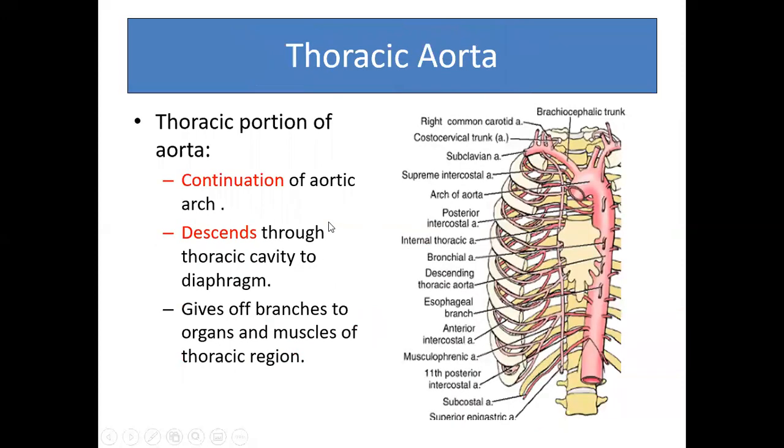Okay, now we're going to proceed with the thoracic aorta. If you see from this picture, this is the thoracic aorta. The thoracic aorta is a continuation of the aortic arch and it is located in the thoracic cavity. So it descends through the thoracic cavity toward the diaphragm, and it gives off branches to the organs and also the muscles in the thoracic region.